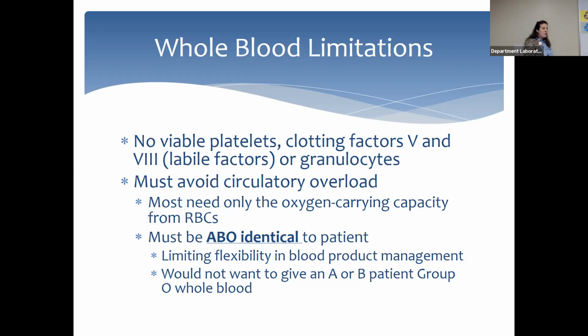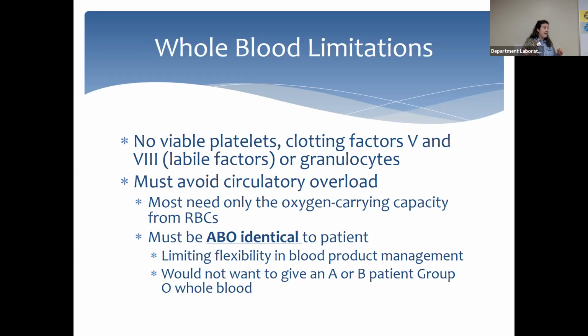Something you need to know about whole blood, keeping in mind that it has red cells and plasma. When you transfuse whole blood, you have to give ABO identical. That's different from ABO compatible. So if you gave a patient group O whole blood, think about what's in group O whole blood: anti-A and anti-B.